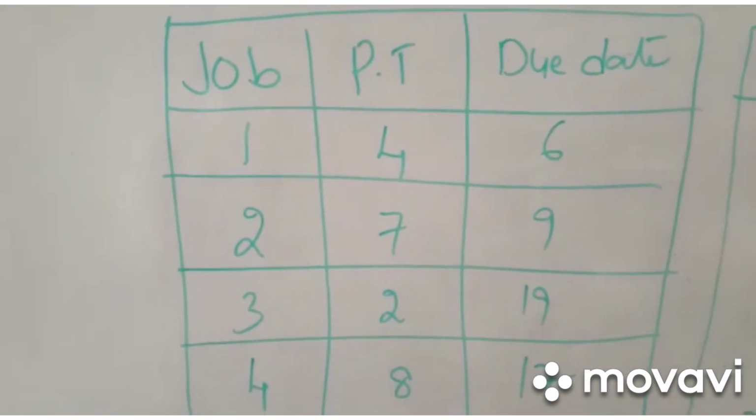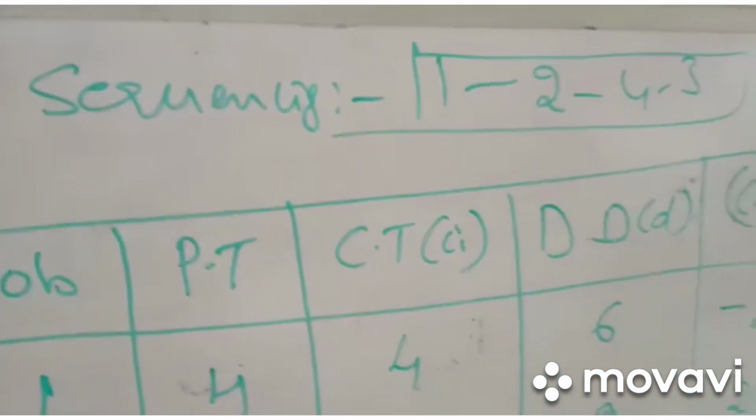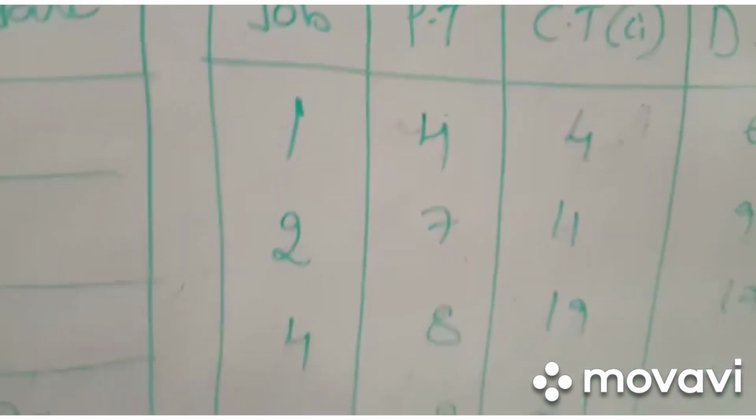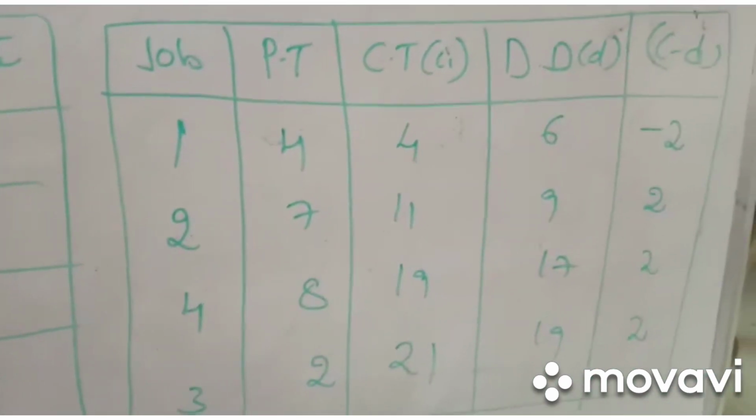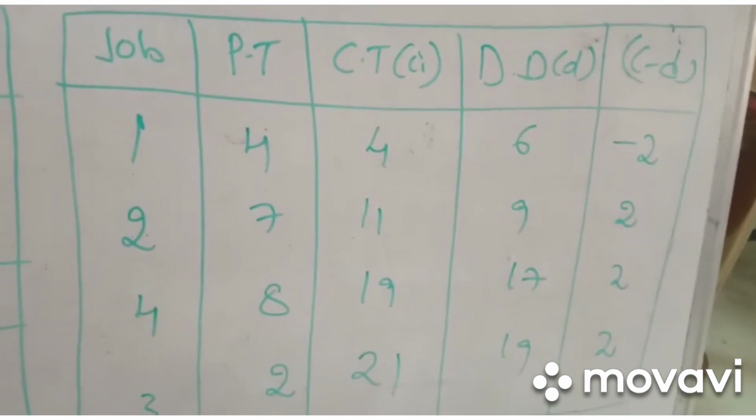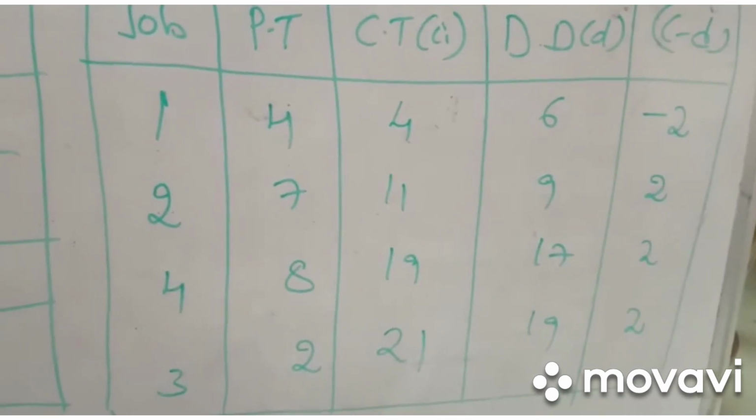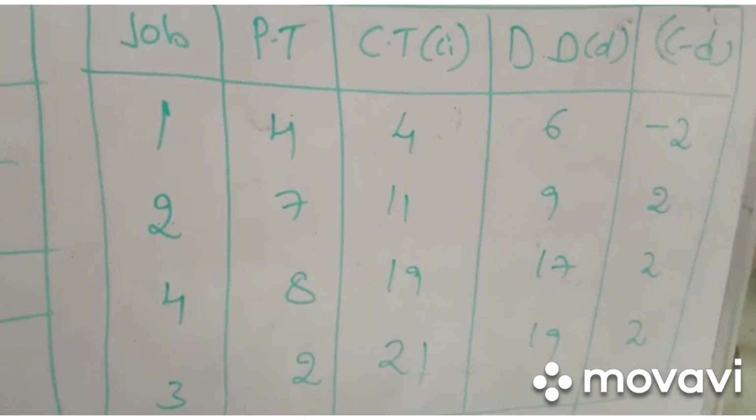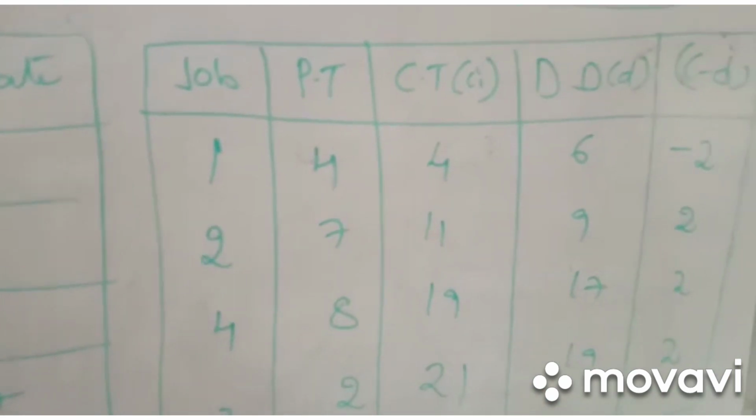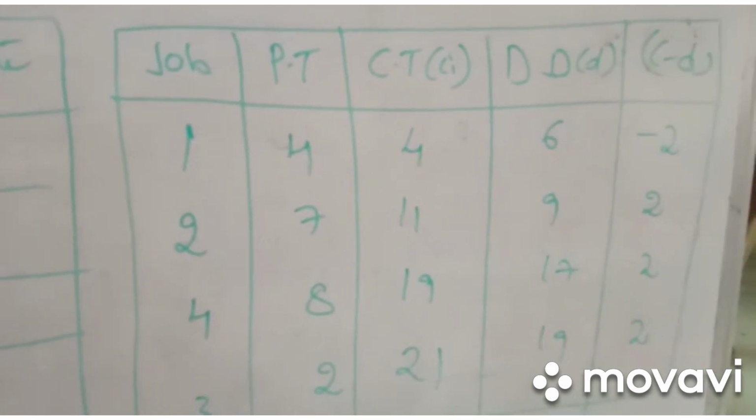After identifying the sequence, the sequence here is 1 2 4 3. Now the same thing is applied in your table columns: 1 2 4 3. In 1 2 4 3 the processing time is already given as 4 7 8 2, and the due date is already given as 6 9 19 7, something like that. So what is the completion time? Simply add these: 4 plus 7 is 11, 11 plus 8 is 19, 19 plus 2 is 21. That is the completion time.